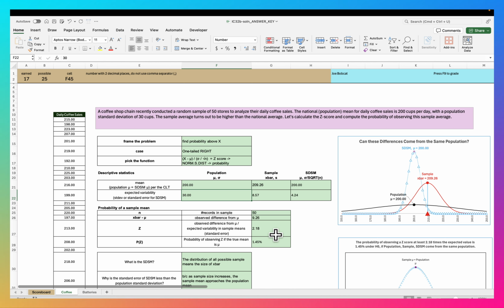So I'm not going to go over the whole thing because you all had no problems with IC32. I'm just going to go over the part that's new, which is the confidence interval. But first I want to talk a little bit about the problem.